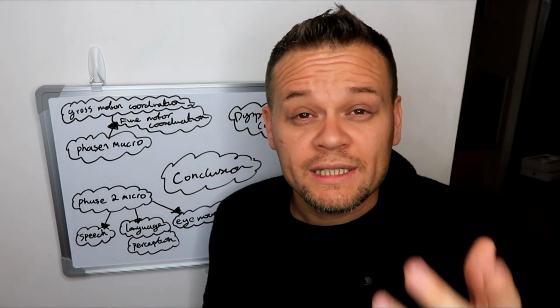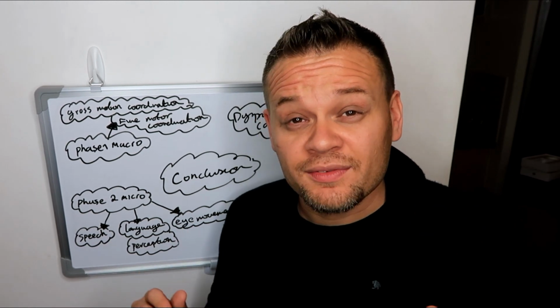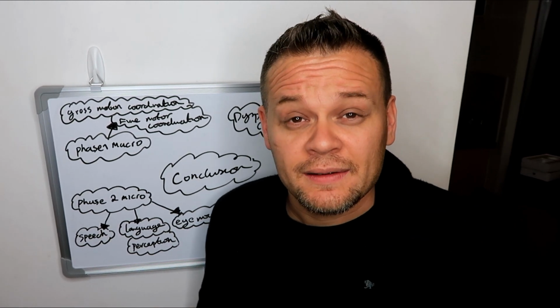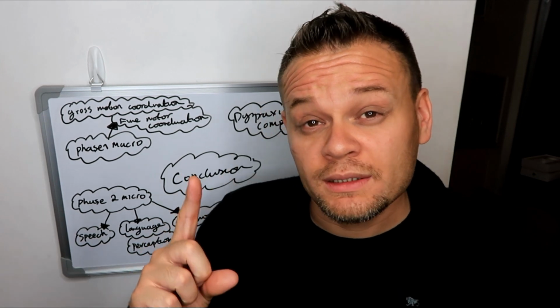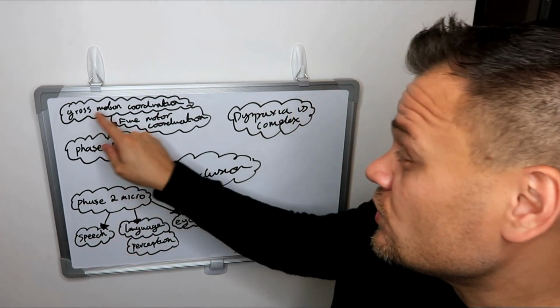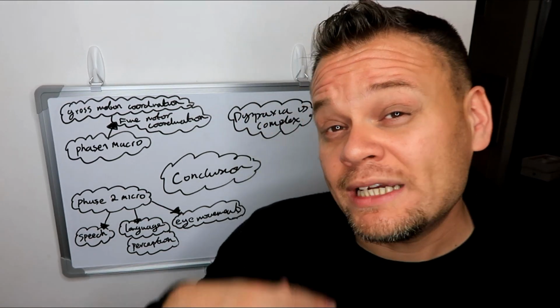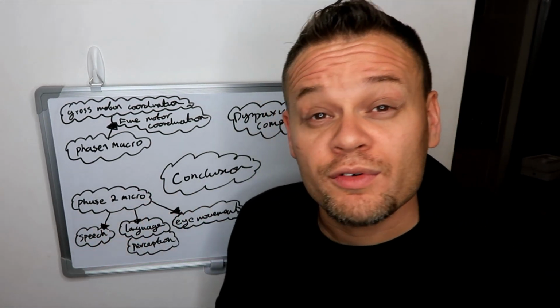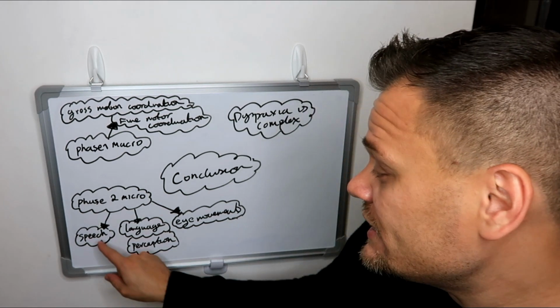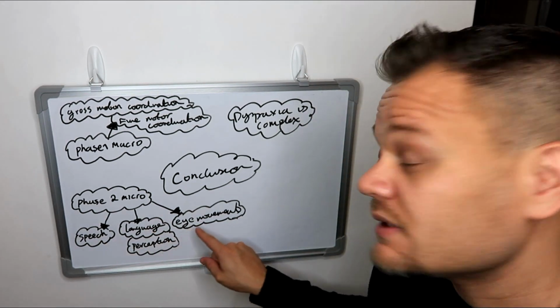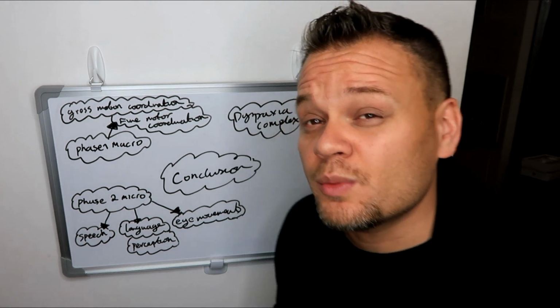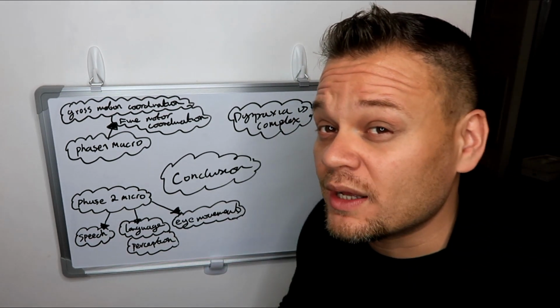So in conclusion, we can say the following: dyspraxia can be defined in two phases. Phase 1, the macro, is gross motor coordination and fine motor coordination issues. And then we can add phase 2, which is what I refer to as the micro. The micro is speech, language, perception, and eye movements. Some may also include emotions in that as well.